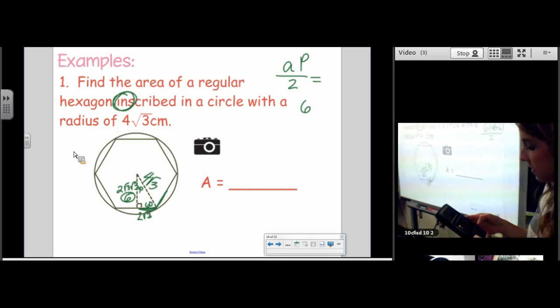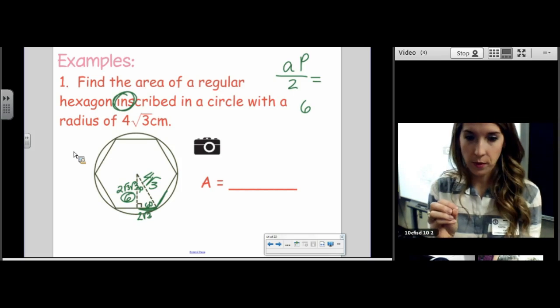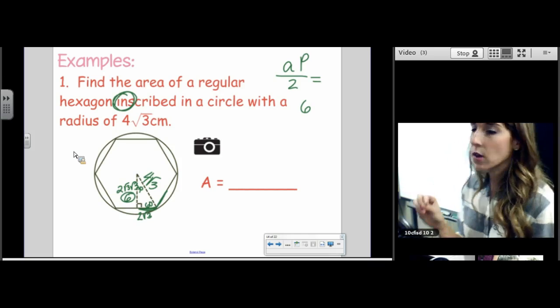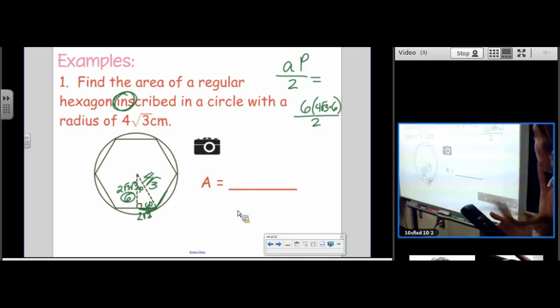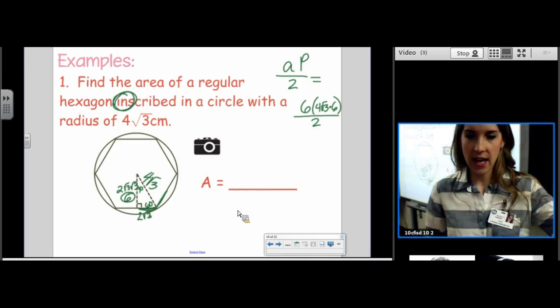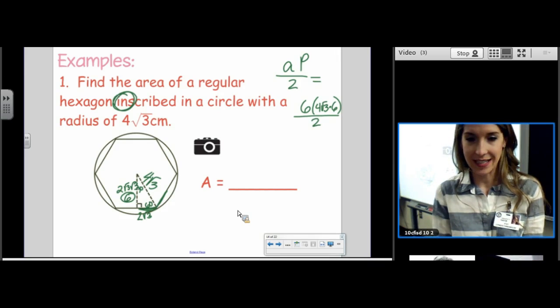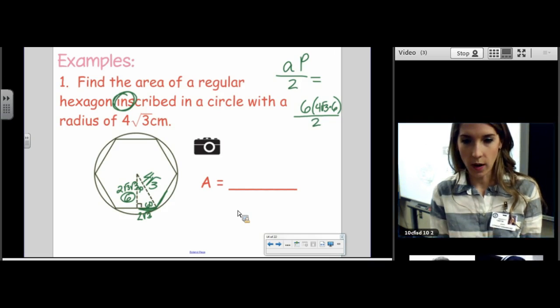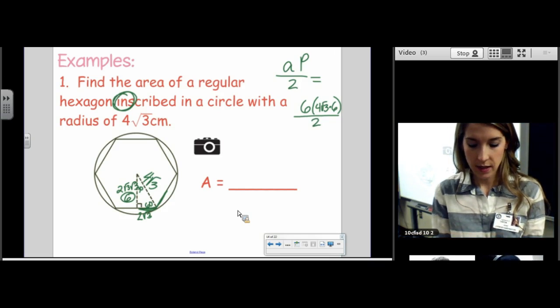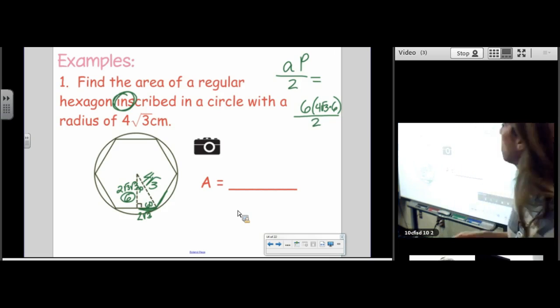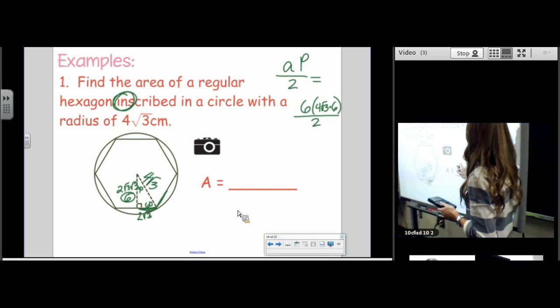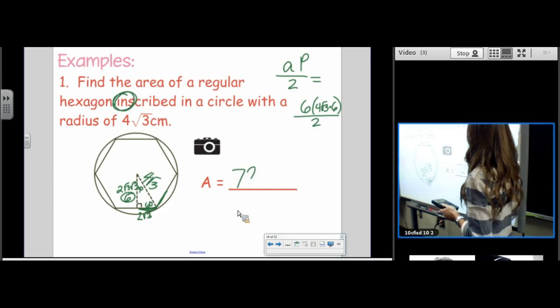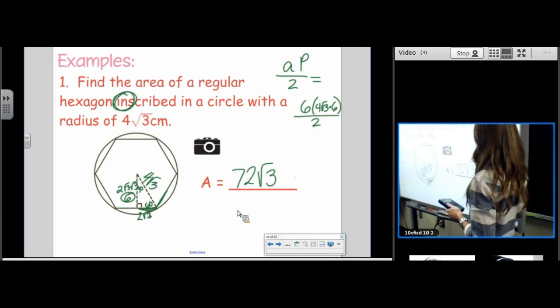So we are not going to plug the √3 in our calculator, okay? When we go to our calculator, we plug everything in except for the √3. So I'm plugging in 6 times 4 times 6 divided by 2. You get 72. So the answer is 72√3 centimeters squared.